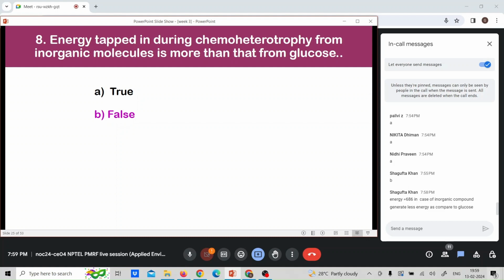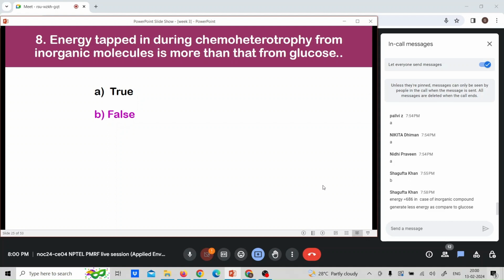Someone else who thought it was A, and why you chose A. If you find it difficult to type, you can even unmute and tell. Anyone else? Or should I move on with explaining the answer? It will be better if any one of you who told A or B, whatever you think is the right answer, give one.